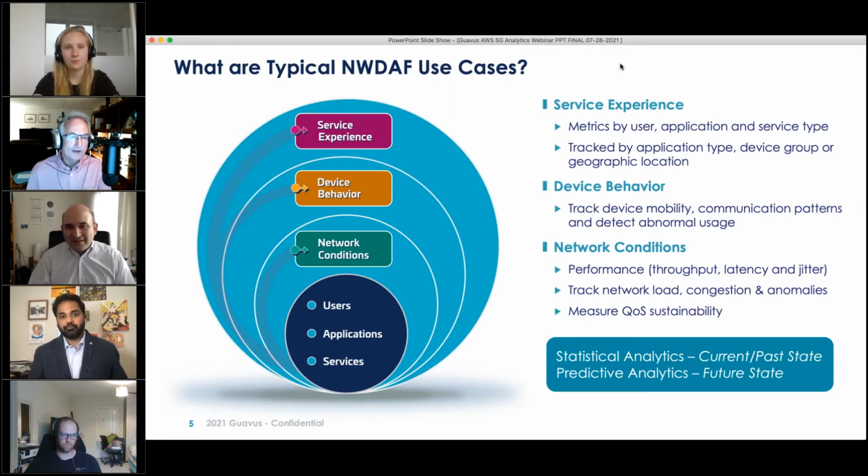So NWDAF is a new thing from a standardization perspective, but the uses for it are going to be all the things that any mobile network operator is going to care about.